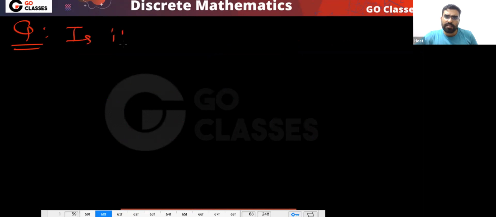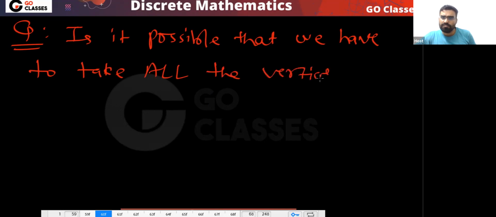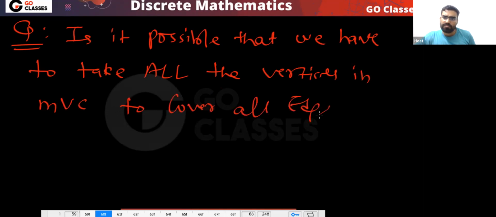Is it possible that we have to take all the vertices in the minimum vertex cover to cover all edges? Is this possible? This is not possible.